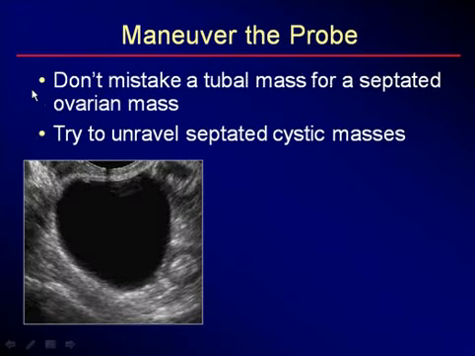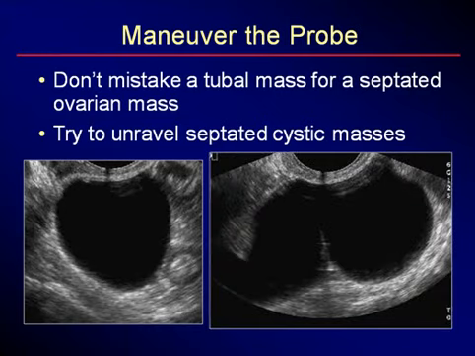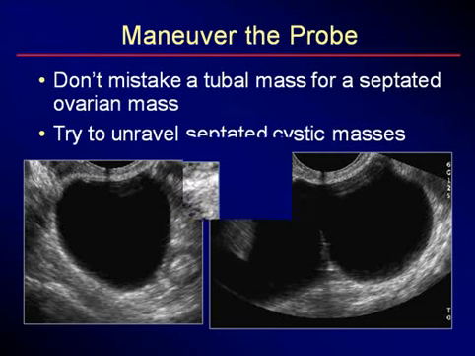Maneuver your probe, twist and turn. Don't mistake a tubal mass for a septated ovarian mass. Try to unravel septated masses. Make sure they're not tubes that are folded over on themselves. In this case, it looked like there was a cystic adnexal mass, but when we turned the probe around, we saw that this was opening up into a dilated, fluid-filled tubular structure, a hydrosalpinx.